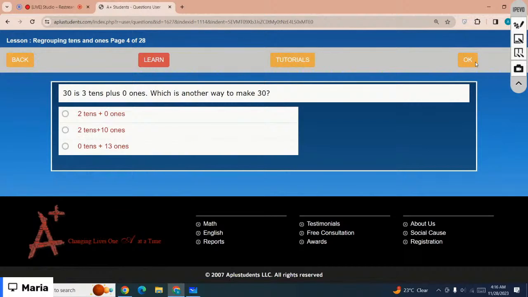30 is 3 tens and 0 ones, which is another way to make 30. The correct option is 2 tens plus 10 ones.